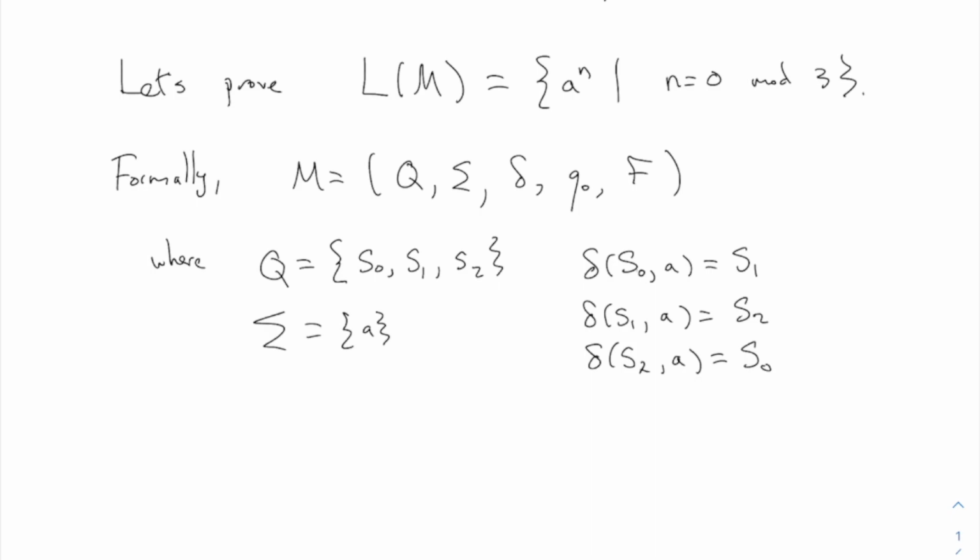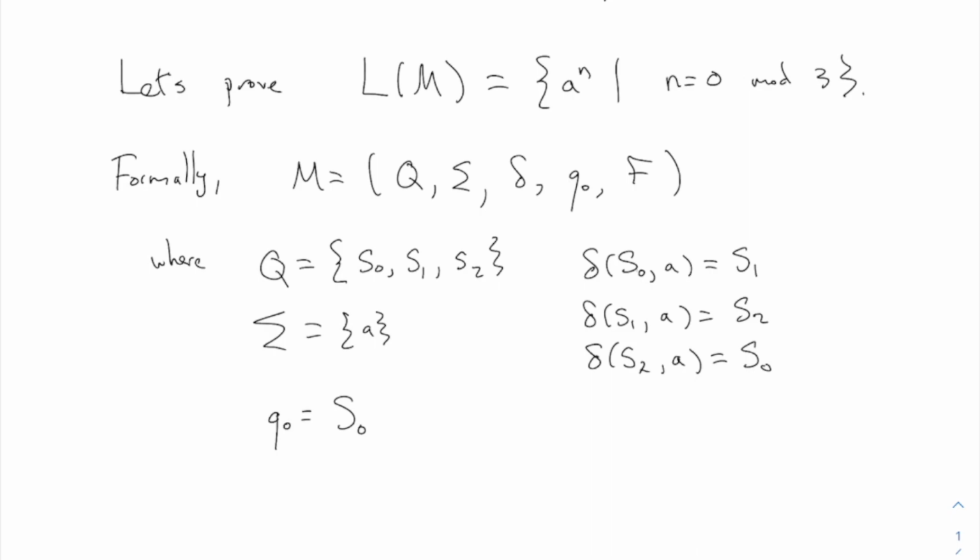So, formally speaking, that's what the delta is. The delta is a function which represents all of the arrows. It contains all the information in all the arrows. All right, Q0. Anybody recall what Q0 means? That is the starting state. So in this particular example, Q0 is S0.